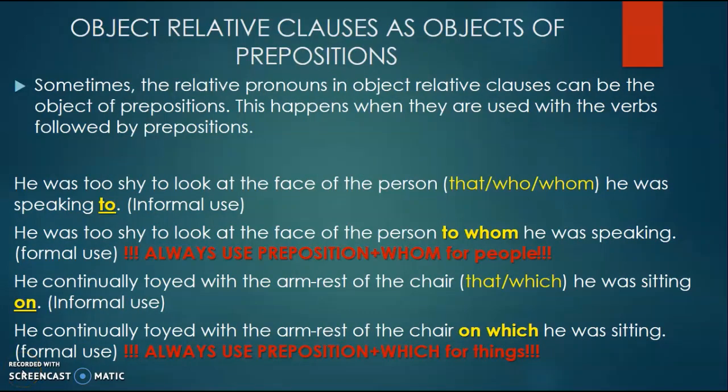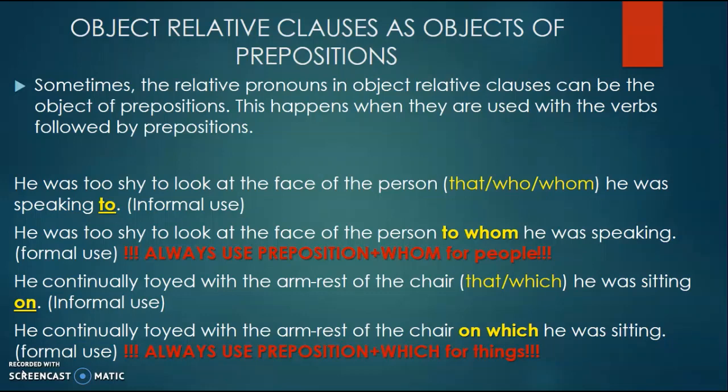Okay. Our last teaching point in this video is object relative clauses as objects of prepositions. Sometimes the relative pronouns in object relative clauses can be the object of prepositions. This happens when they are used with the verbs followed by prepositions. Sometimes we bring the preposition in front of the relative clause, and this is a little formal. If we are using this with things, only preposition plus which form is possible. If we are using this with humans, on the other hand, only preposition plus whom is possible.